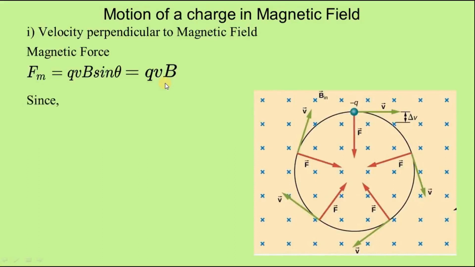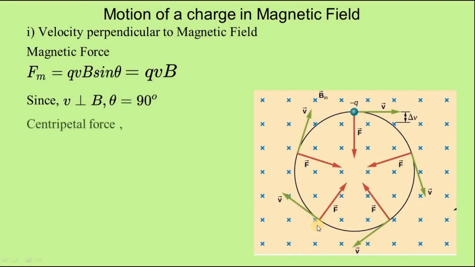By applying Fleming's left hand rule, we see that the force is downwards, as shown in the figure. Due to this force, the charge moves along a circular path.